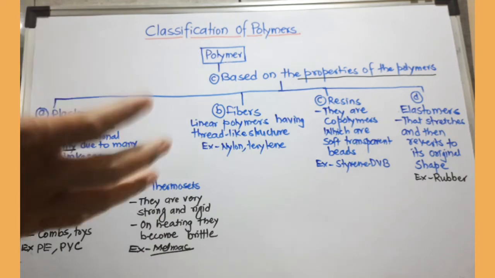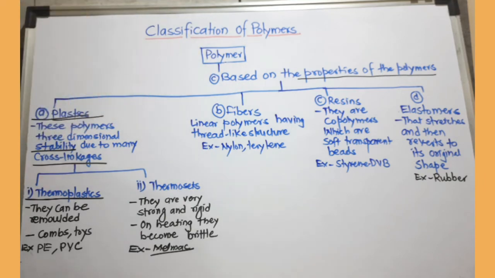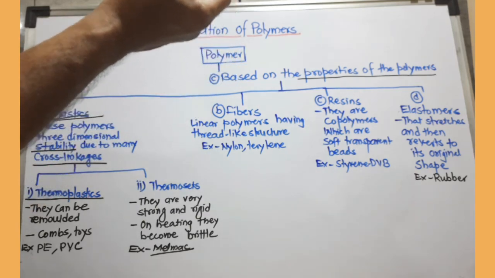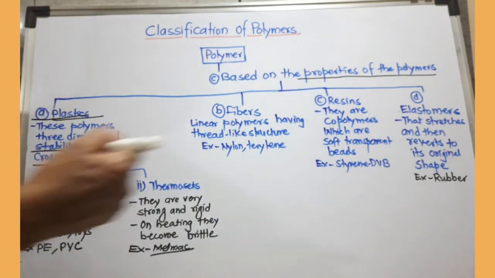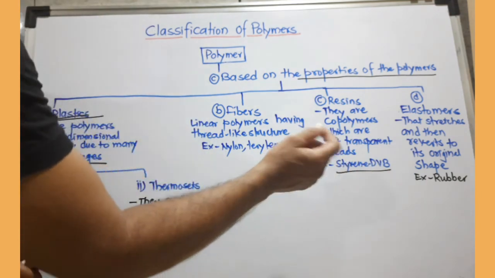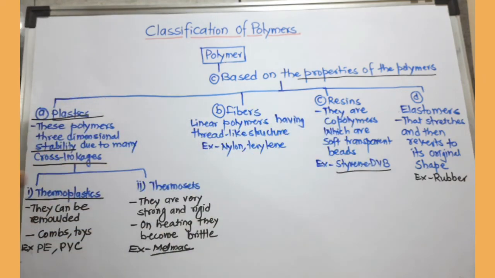These resins are copolymers which have a soft, transparent, bead-like structure. If you have seen ion exchange resins, which are used for water treatment, they are very small, bead-like transparent beads, and these are called resins. A very popular example is styrene divinyl benzene copolymer. These styrene divinyl benzene resins are used as cation exchanger and anion exchanger resins for the treatment of water.